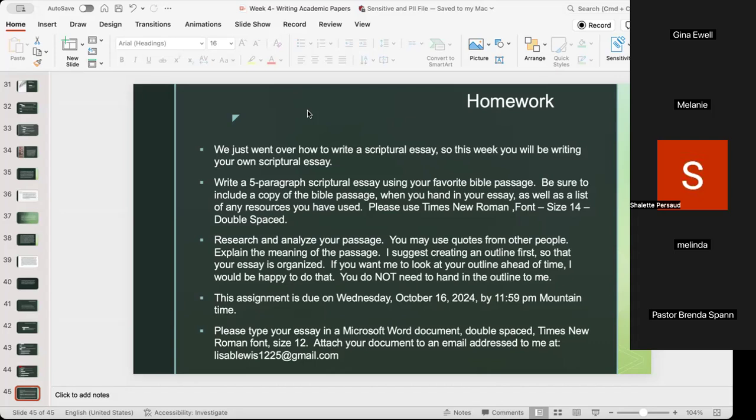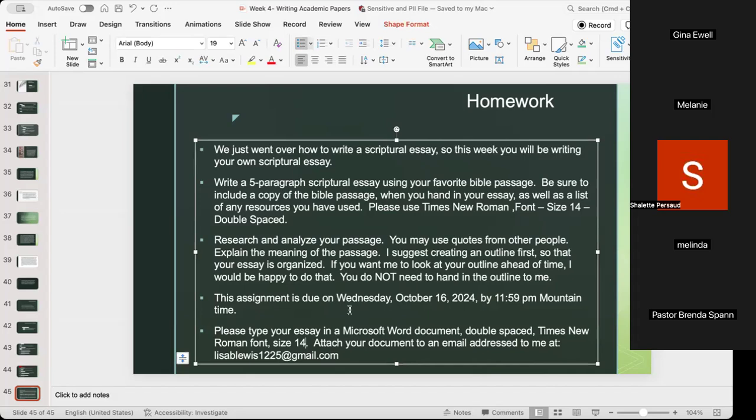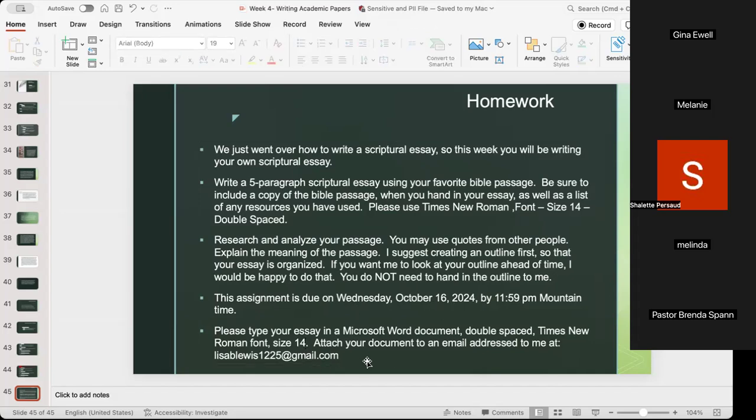Please type your document in a Microsoft Word document, double space. Oh, see, I should be 14, not 12. And then attach it to your email to me. That would be super helpful. Questions, concerns, whatever. So please use me and abuse me. Just send me stuff.